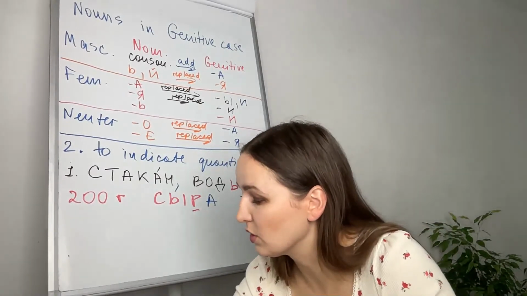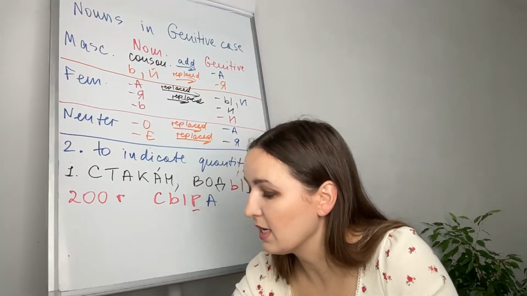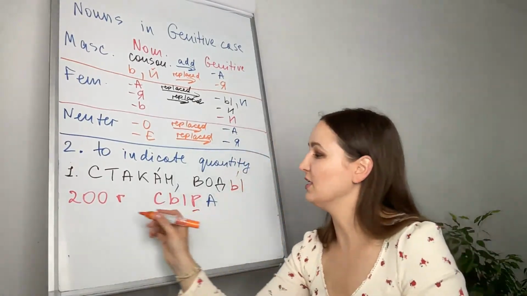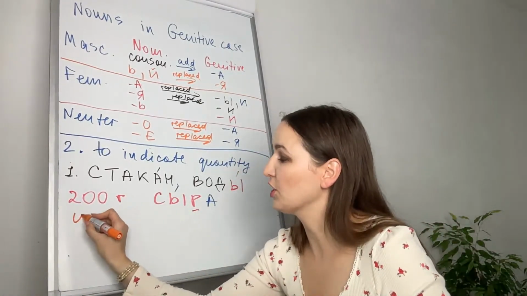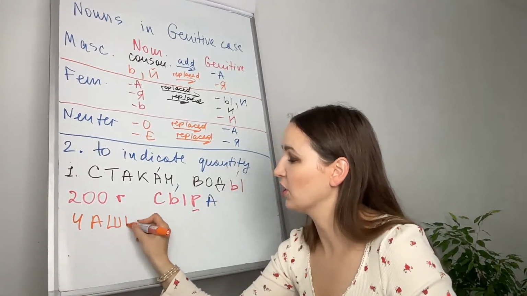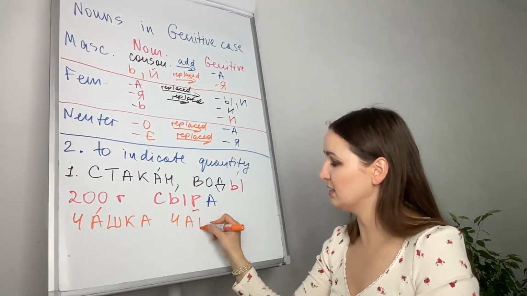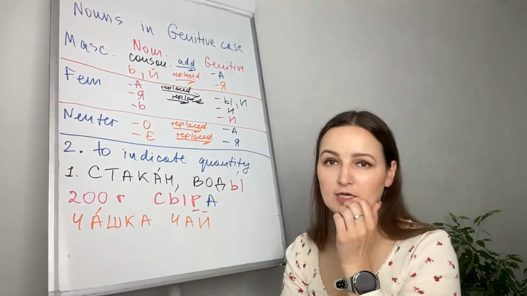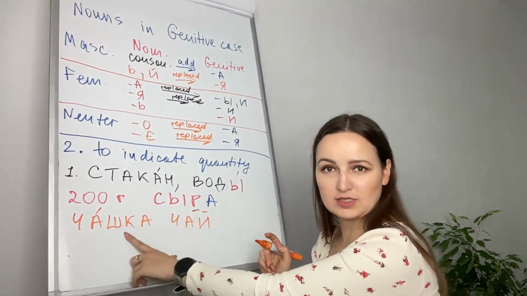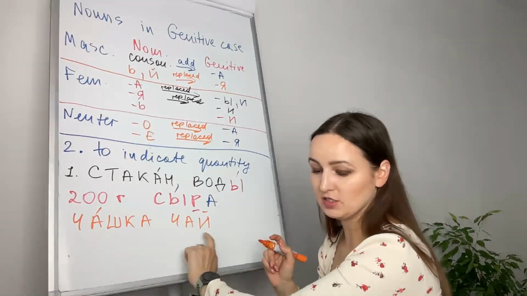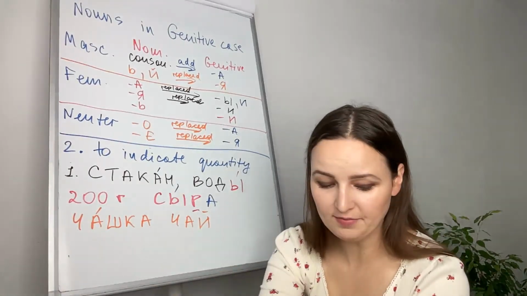Дальше, what else with quantity? Let's say a cup of tea. Чашка, and chai is tea. Here we indicated quantity because it's 1 cup. Чашка, chai. So something will happen with chai.